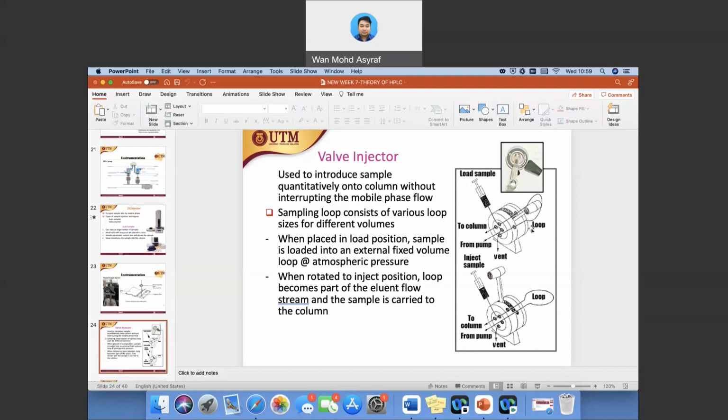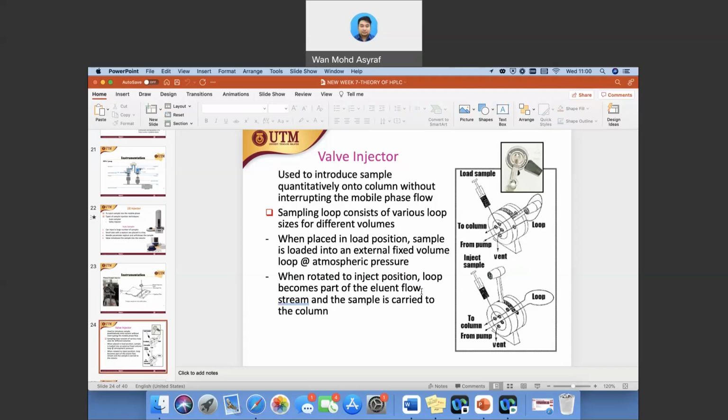the fixed volume here, for example, when you put 20 microliter, only 20 microliter will be in the loop. So for example, you inject 30 microliter, but the loop is only 20 microliter, so only 20 microliter would be in the loop, and the other 10 microliter would just go into waste. All right. So this 20 microliter, when you turn it to the other side onto the injection place, would go into the pump, and it will mix with the mobile phase and be carried into the column.